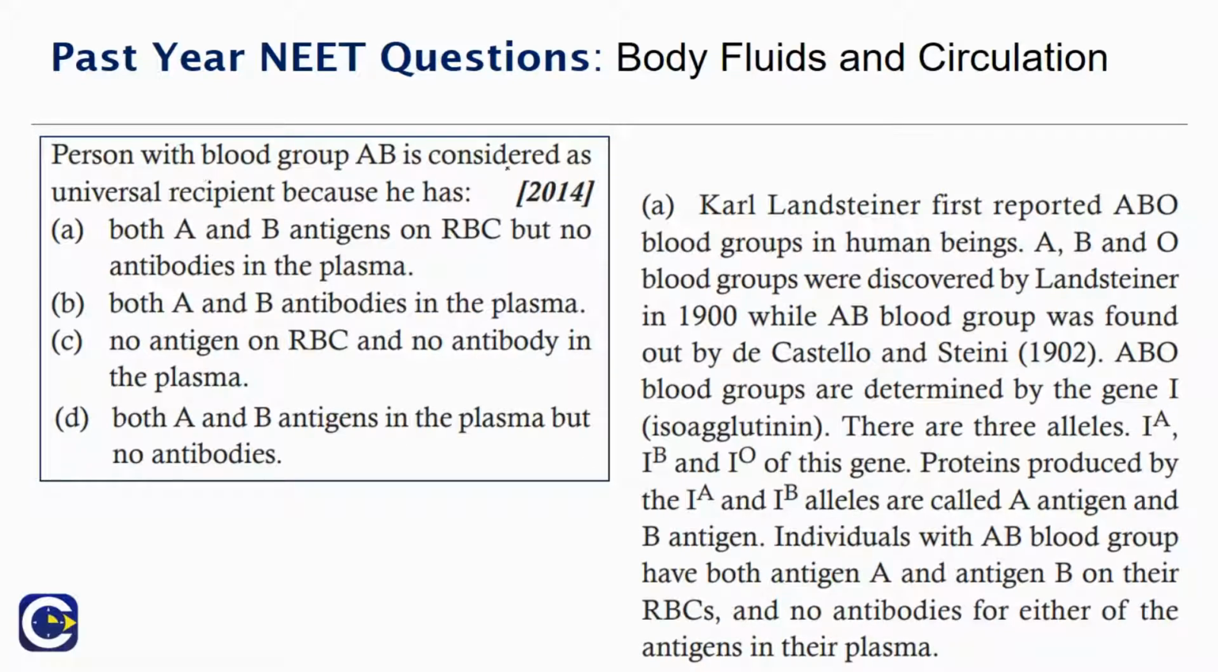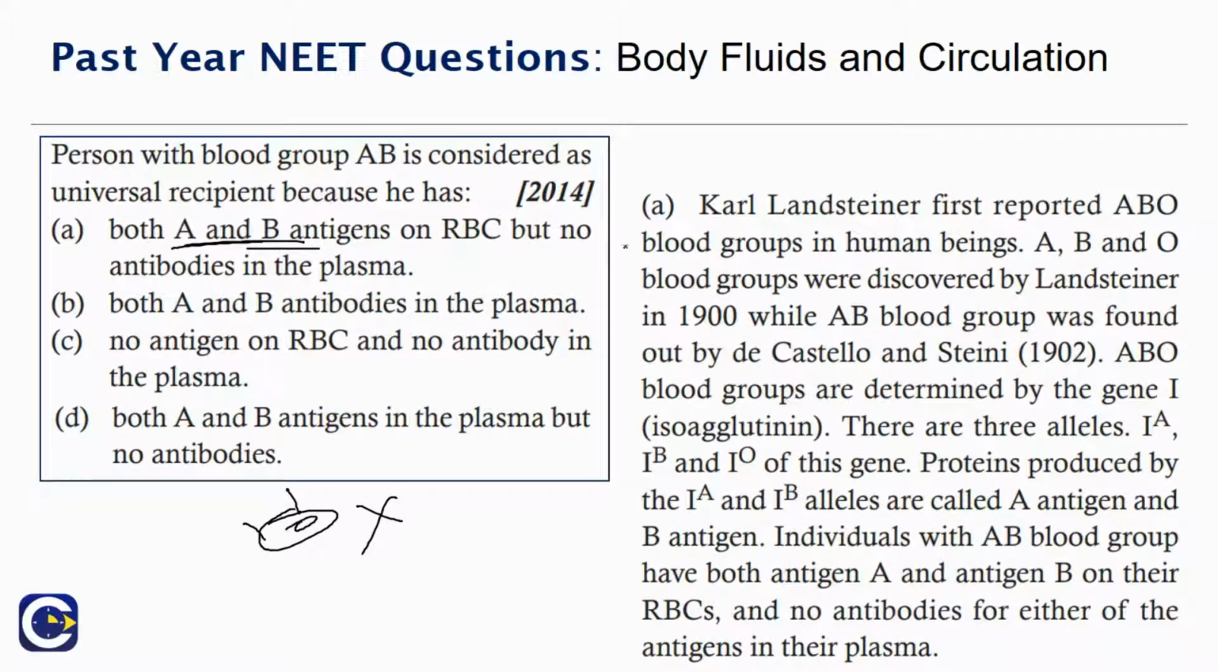A person with blood group AB is considered a universal recipient because he has both A and B antigens on RBCs but no antibodies in the plasma. So in an AB blood group person, both A and B antigens are present on the body but there are no antibodies at all in the plasma. So we have to remember this. Only antigens are present but no antibodies.